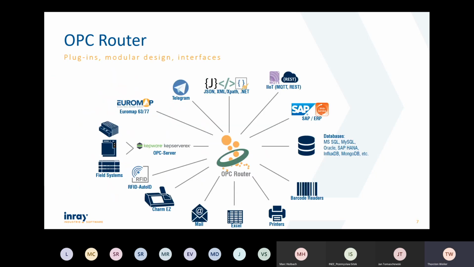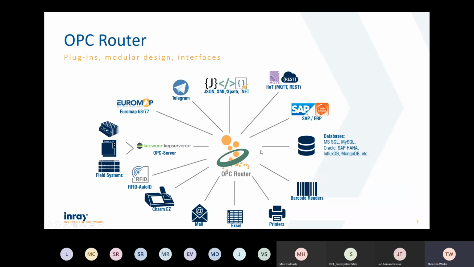And before Jan jumps into the training, just a quick example of how such connections could look. What you can see here are some of the available plugins for OPC router. OPC router can enable bidirectional communication between all these different systems. We have customers that are connecting their field systems like a PLC or a controller with a database. That's a very simple use case.